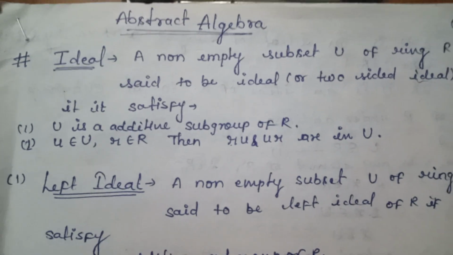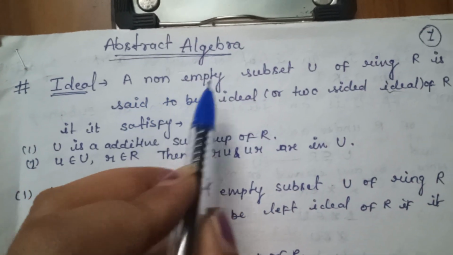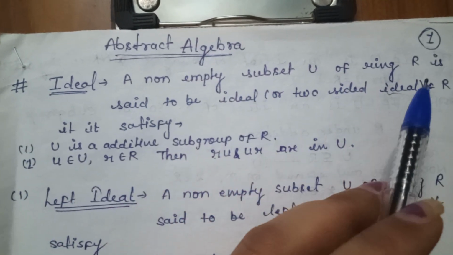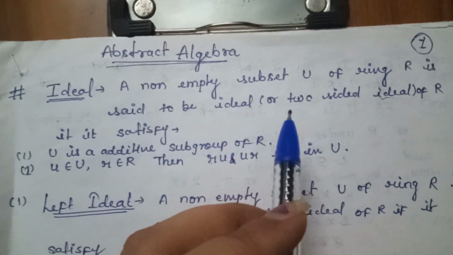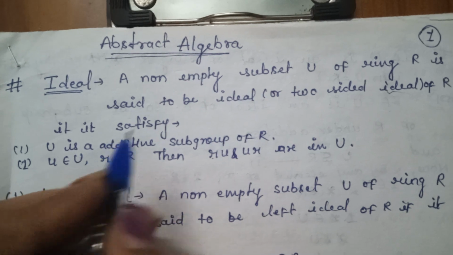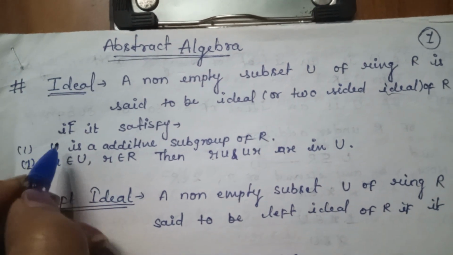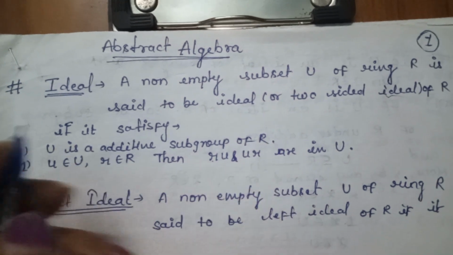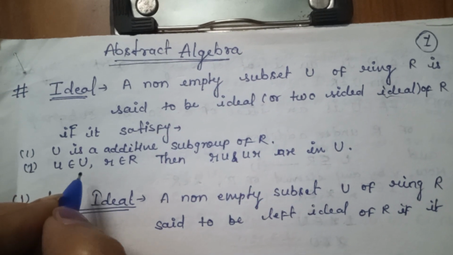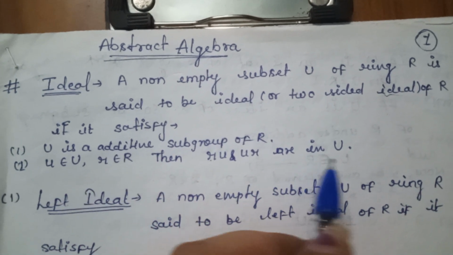We will discuss some definitions of abstract algebra. So let us see the definition of ideal. A non-empty subset U of ring R is said to be an ideal or two-sided ideal of R if it satisfies: U is an additive subgroup of R, and if small u belongs to U and small r belongs to R, then ru and ur are in U.